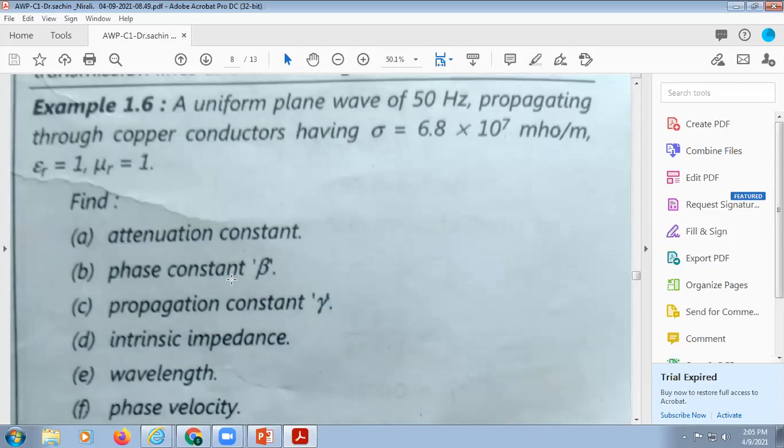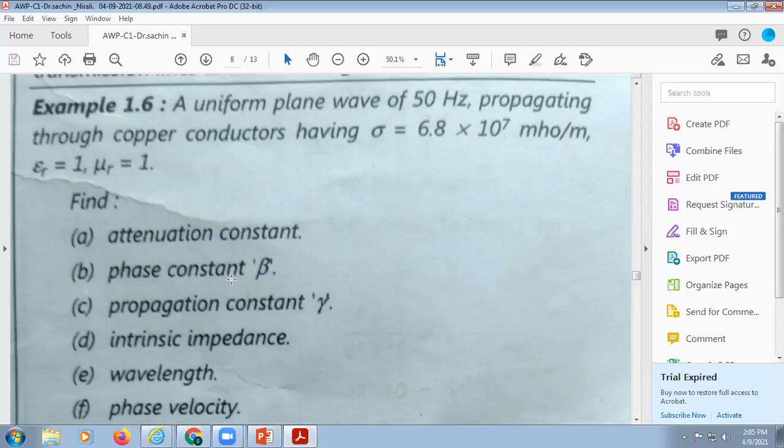A uniform plane wave of 50 hertz is propagating through a copper conductor having conductivity equal to 6.8 into 10 to the power 7 mho per meter, epsilon r is equal to 1, and mu r is equal to 1. So see here, the frequency is given as 50 hertz, the conductivity is given, epsilon r is given, and mu r is given.